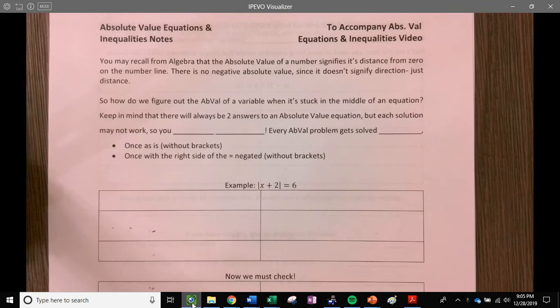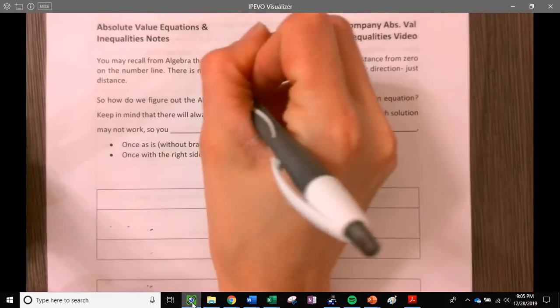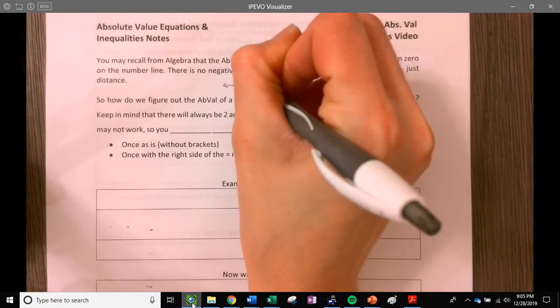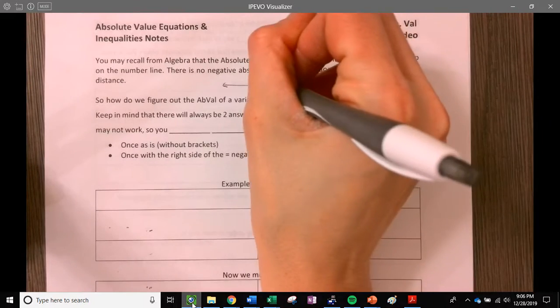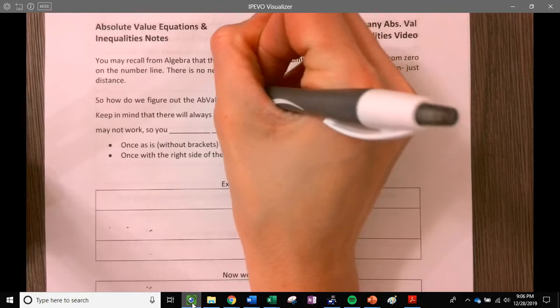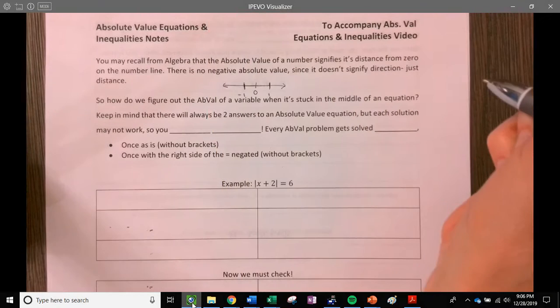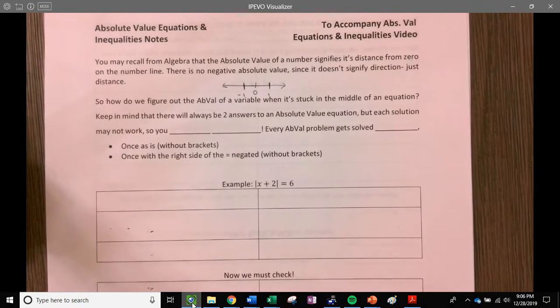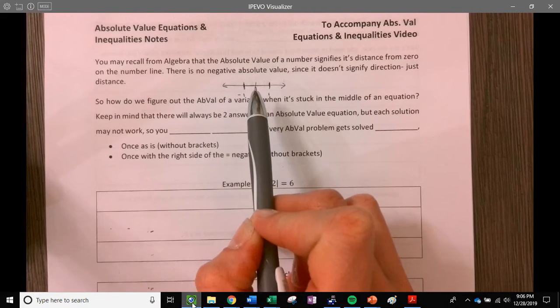You may recall from algebra what absolute value is. You've got it living inside those fancy brackets, as you can see right here, the absolute value of x plus 2. And what is absolute value? Absolute value, I'm going to draw a little picture, signifies the distance of a number in units from 0 on the number line. So if my number is 1, this is 1 unit away from 0. Well, this is also 1 unit away from 0. There's no negative absolute value because absolute value does not signify the direction that you're moving away from 0. It only signifies the distance.